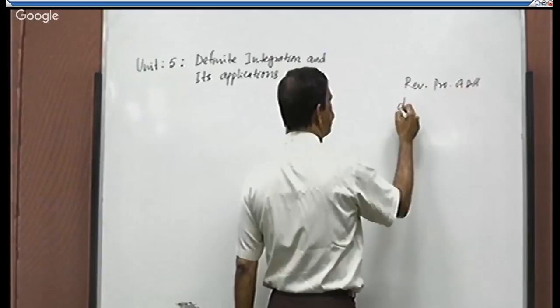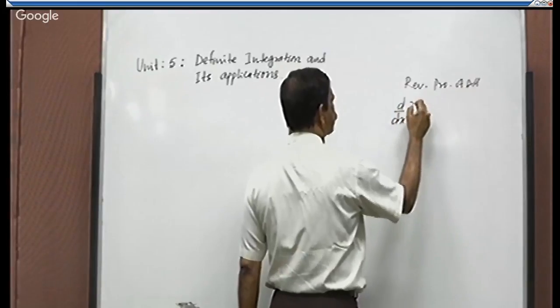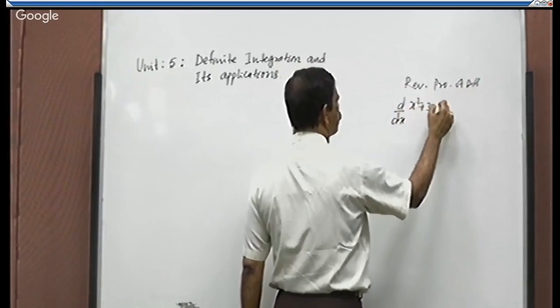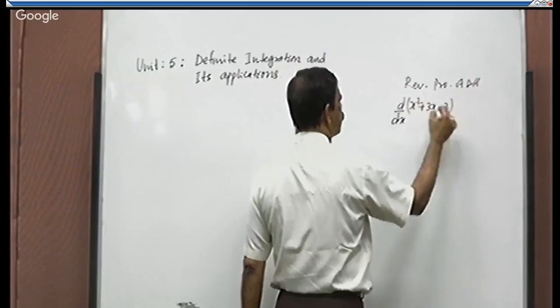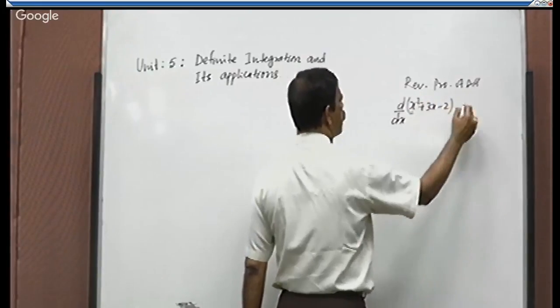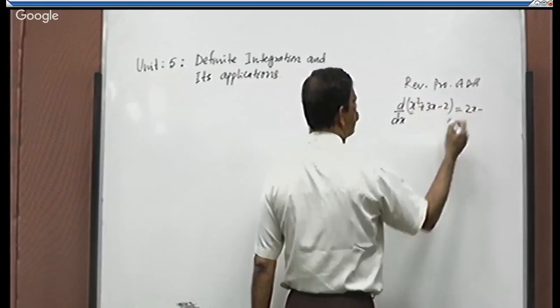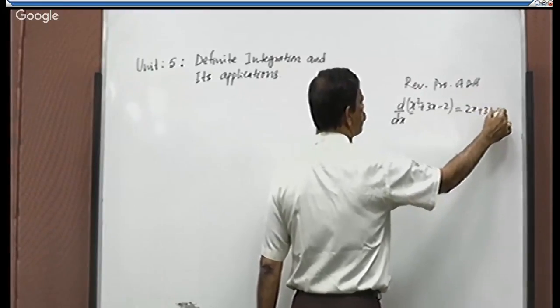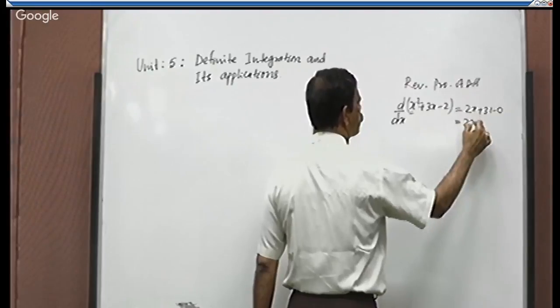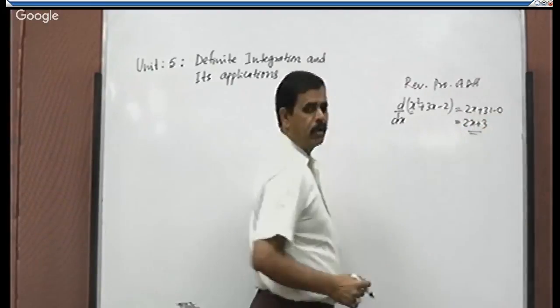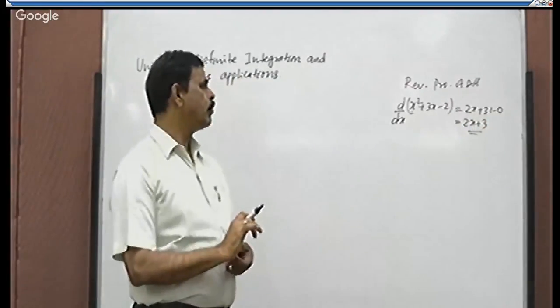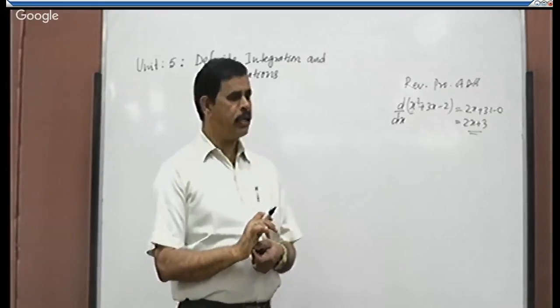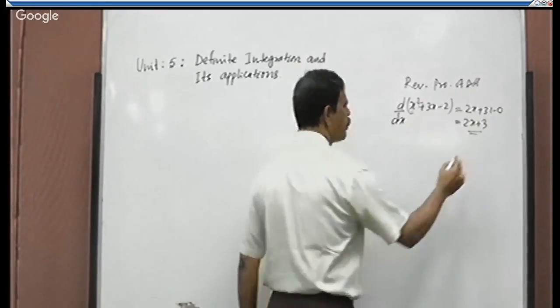So d by dx of x square plus 3x minus 2 is what? Differentiation of x square is 2x, plus differentiation of 3x, for x it is 1, minus 0. That is 2x plus 3. Differentiation of x square plus 3x minus 2 is 2x plus 3.